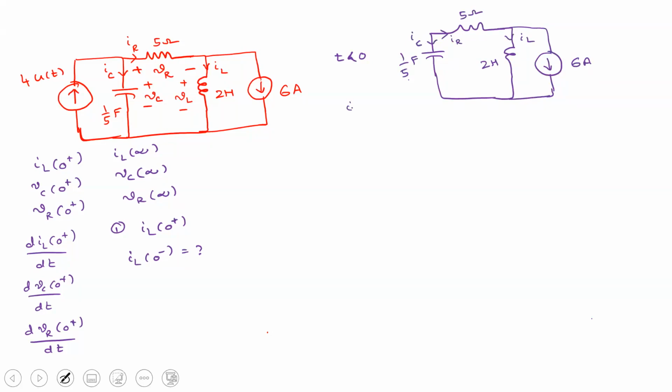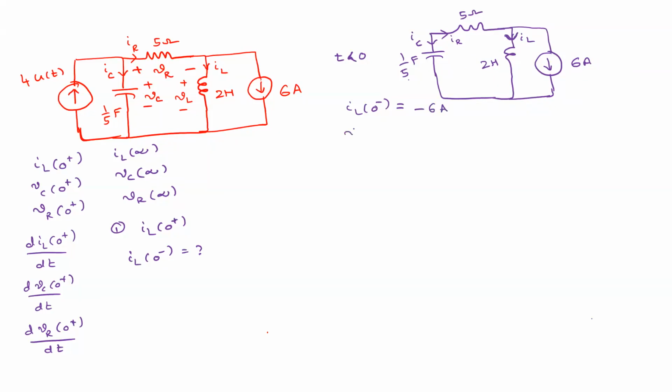Now tell me, what is the value of IL of 0 minus under steady state? 6 ampere. What is the direction? With the assumed direction of IL, it is minus 6 amperes. The inductor is short circuited under steady state, and the capacitor is open circuited, right? So therefore IL of 0 minus is minus 6 amperes, right?